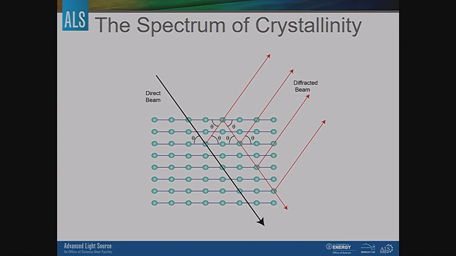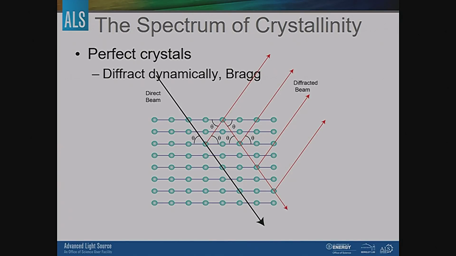So when we look at the spectrum of crystallinity, we have perfect diffractors. That is a perfect diffractor. So if we think of silicon or diamond, where everything is very well aligned and you have diffracting beams that can be re-diffracted even, that's where you would possibly have extinction as a major factor. So this is a perfect crystal. They diffract dynamically with Bragg scattering.